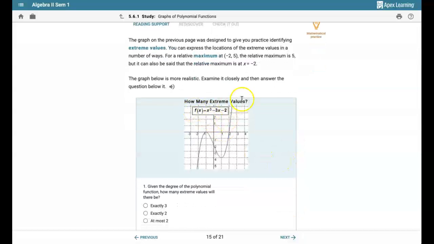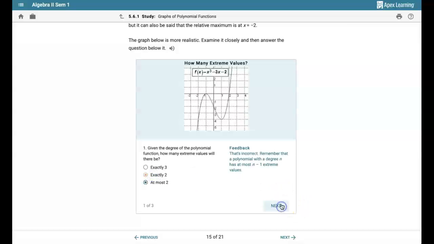How many extreme values are there? There are 2. Oh, sorry, apologies. At most 2. They corrected me on my English there. It can have at most 2. I was actually looking at the graph here.